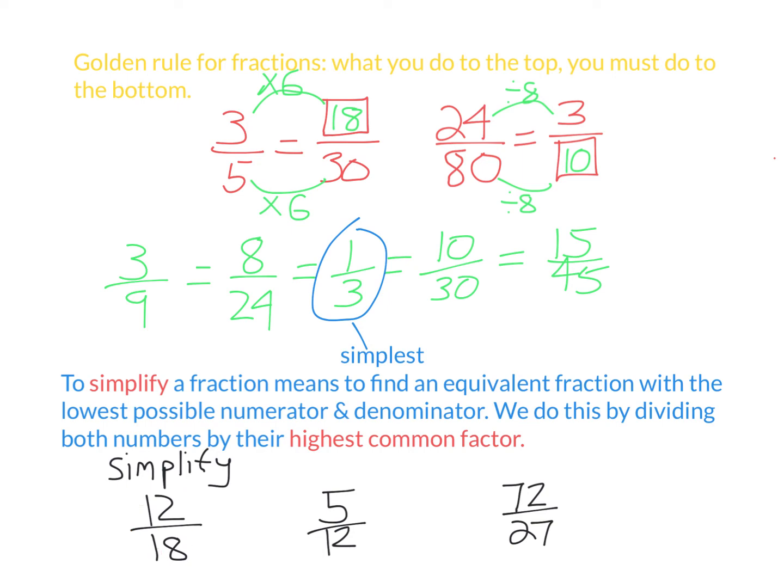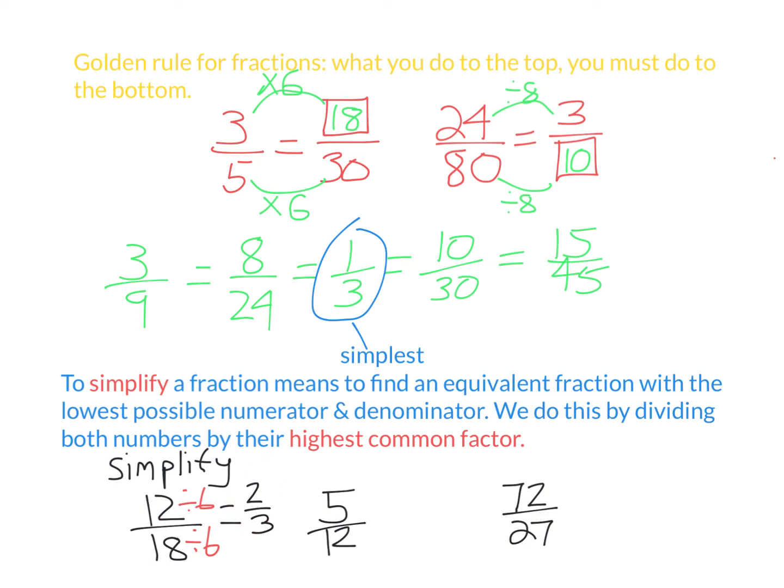So the highest number that goes into 12 and also goes into 18 is 6. So I can divide the top number by 6, the numerator by 6, as long as I divide the denominator by 6. So 12 divided by 6 is 2 and 18 divided by 6 is 3. 12/18 and 2/3 are equivalent fractions, but this one is much simpler.